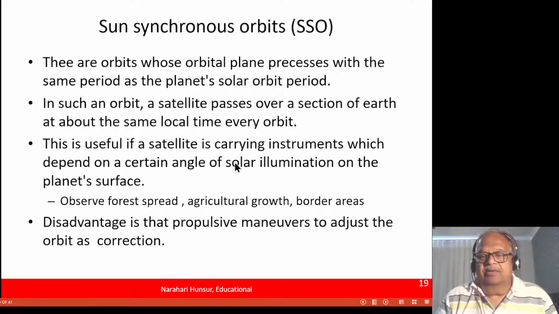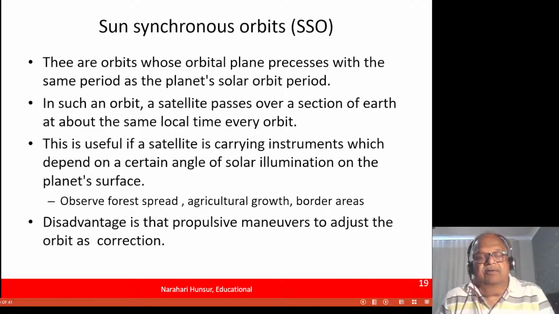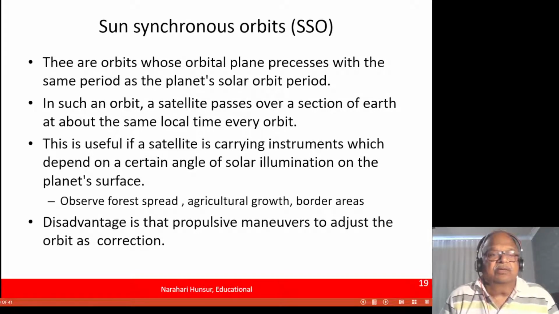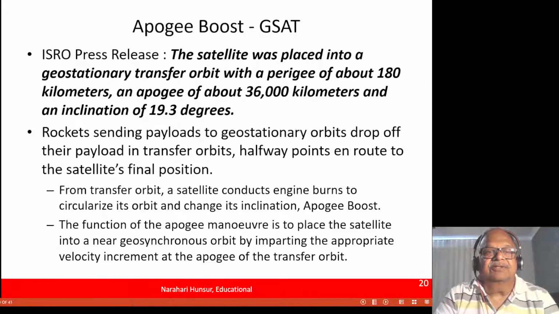Let's say you're trying to have a look at what's happening on the northeast or northwest border. This is a very good thing. Let's say you're interested in the enemy build-up in Galwan. Every day you take pictures at the same time, and any change you can quickly and easily detect. But the disadvantage is that propulsive maneuvers to adjust the orbit are expensive. So this is again not a long-term thing, but a lot of satellites are launched into sun synchronous orbit.